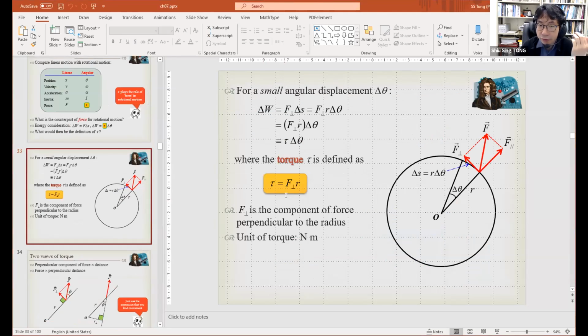We actually have defined the torque. The torque is just a moment of force in your high school study. Here, we define the torque as the perpendicular component of the force multiplied by the so-called moment arm. The moment arm is the distance of the point of application of the force from the pivot point. So F perpendicular multiplied by R will give you the torque, or the moment of force you learned in high school.